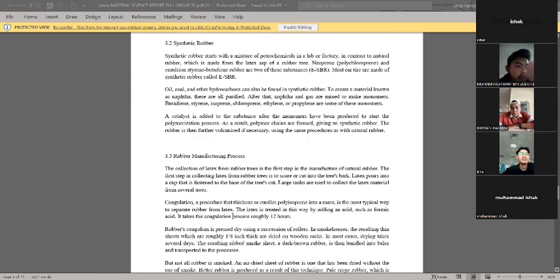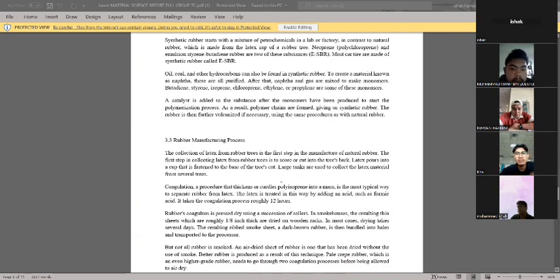So next we go to the rubber manufacturing process. The collection of latex from the rubber trees is the first step in the manufacture of natural rubber. The first step in collecting latex is to cut the bark so the latex flows into a cup. Large tanks are used to collect the latex material from the several trees.